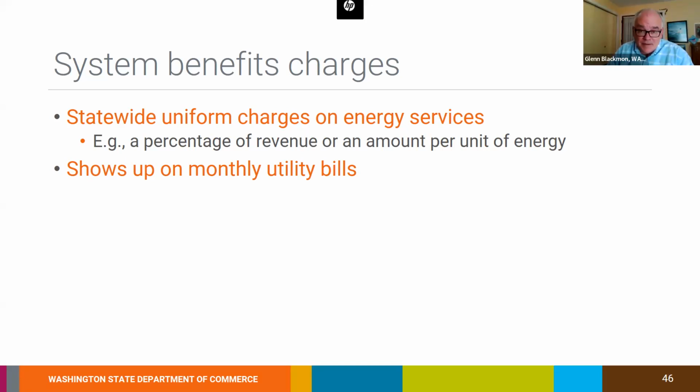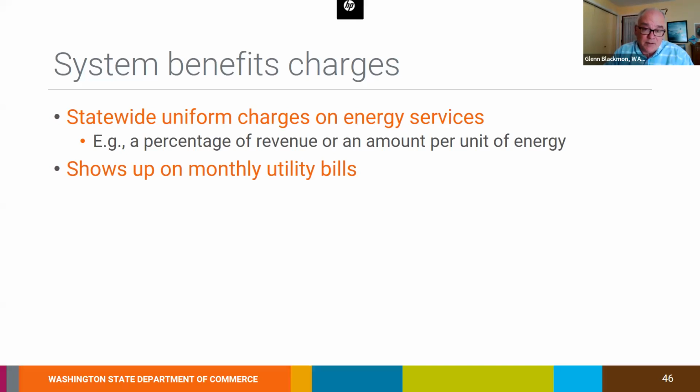Okay, so the concept here is that in terms of a funding source for a statewide energy bill assistance program, it would be funded uniformly across energy services within the state. So it could be that all of the electric companies and the gas companies, maybe other companies too, would collect from their customers an amount of money. It might be as a percent of revenue. It might be an amount per unit of energy, per kilowatt hour, per therm, or per BTU. And then that money would be used to fund the energy bill assistance program.